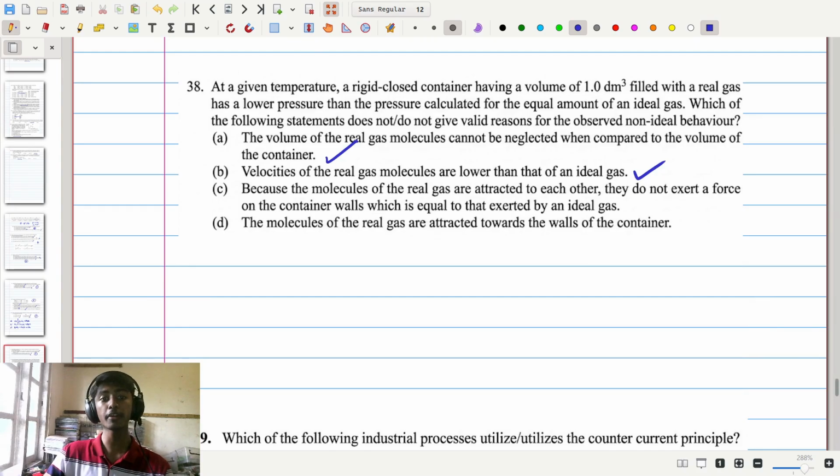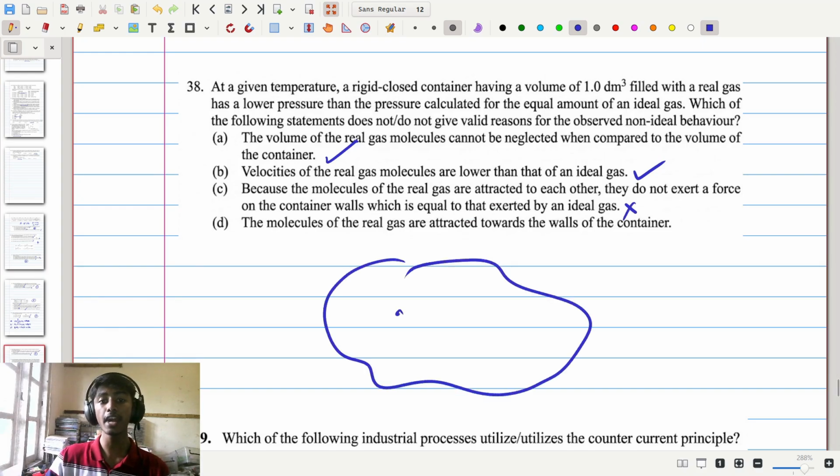Now moving on to statement C, it says because the molecules of the real gas are attracted to each other, they do not exert a force on the container walls which is equal to that exerted by the ideal gas. Now this statement actually gives a valid reason and is therefore incorrect. If the particles are attracted to each other as they fall outward of the gas like so, the gas particles in the center of the gas will pull on them harder, slowing them down and making sure they hit the walls of the container with less force than they would in an ideal gas.